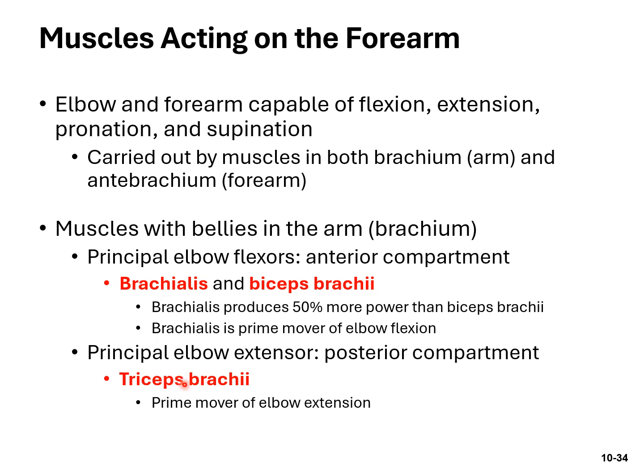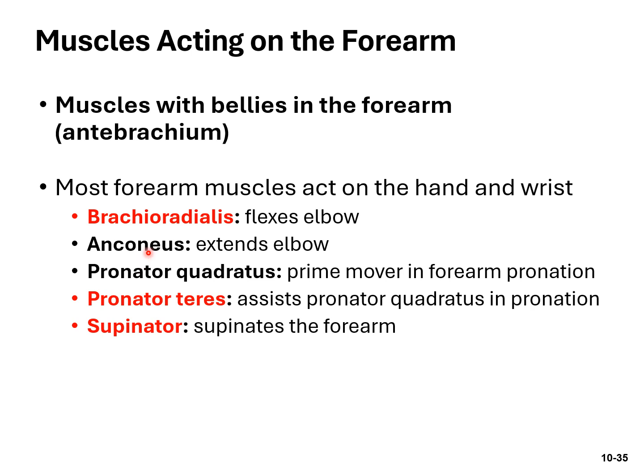And then the extensor on the back is going to be the triceps brachii. And that's the prime mover for elbow extension. Now we're in the forearm. The brachioradialis flexes the elbow. It goes from the humerus and inserts into the radial bone, or radius.